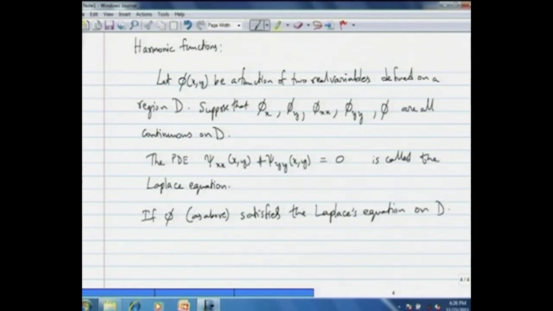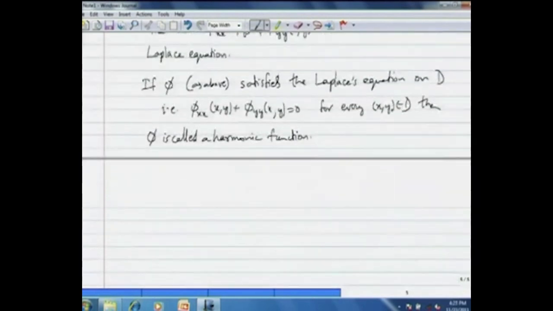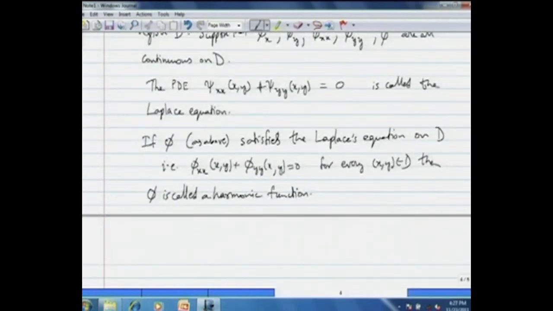on the domain D. So, i.e., phi xx of (x, y) plus phi yy of (x, y) is equal to 0 for every (x, y) belonging to D. Then phi is called a harmonic function. So such a function which satisfies this Laplace equation is called a harmonic function.